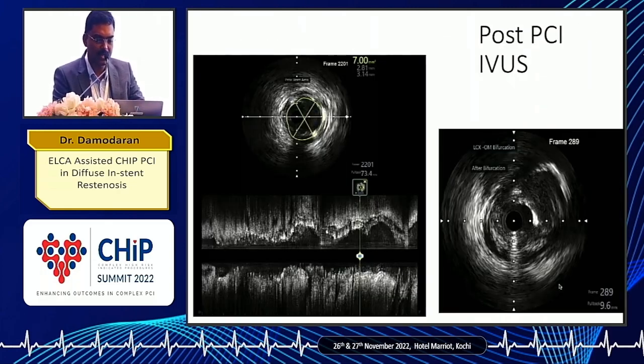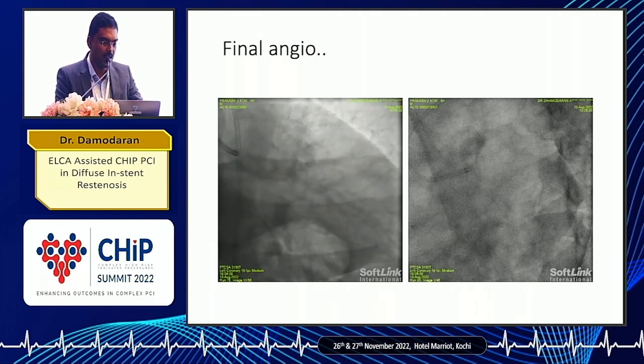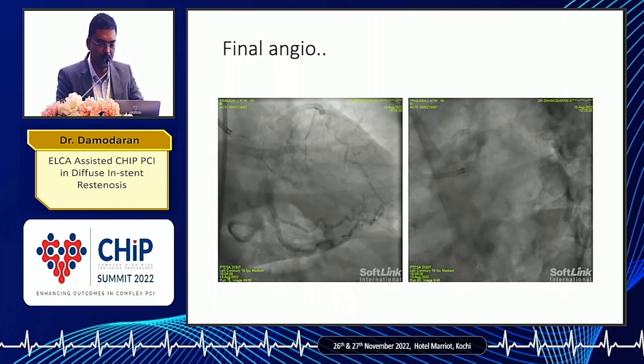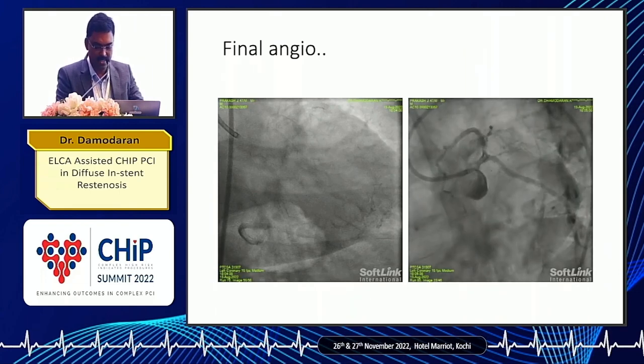You can see the carina and the above LCX OM, and also the longitudinal view, you can see the tissue has been totally ablated with the laser. This is the one interesting thing when we use laser to vaporize the restenotic tissue, and the final angio looks better. This was a very long segment occlusion, so I think this laser has helped in this case.